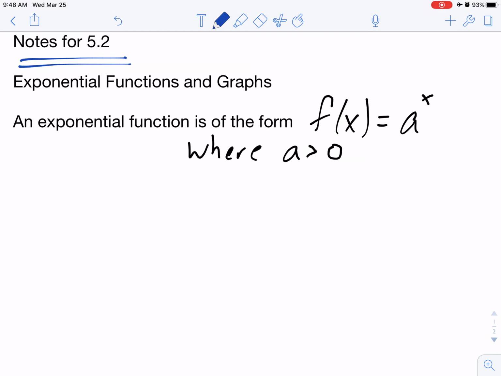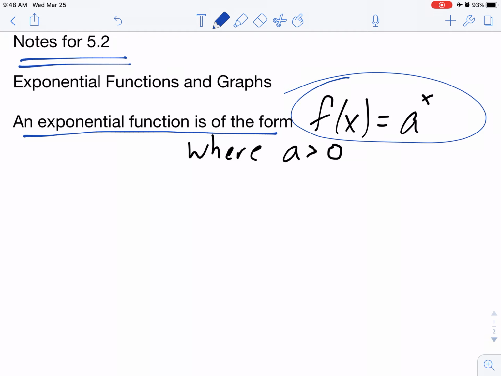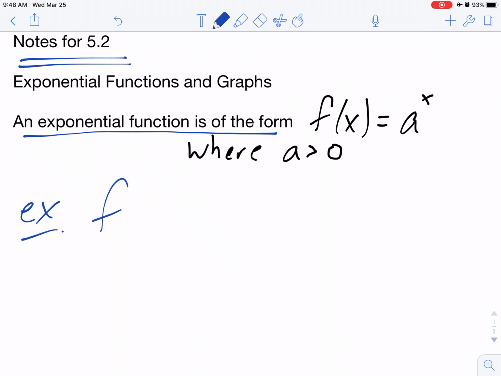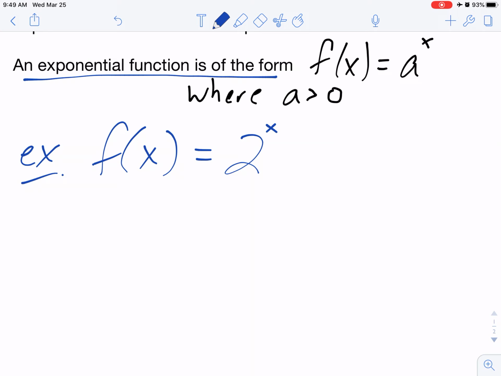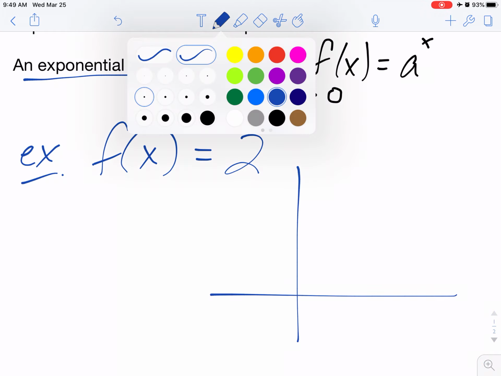In section 5.2, they define an exponential function. So this is what an exponential function looks like, the general form. A short example, and this is one of the ones I would do in class, would be f of x equals 2 to the x. The first half of this section has you looking at graphs of these types of functions, but a real basic one is 2 to the x power.